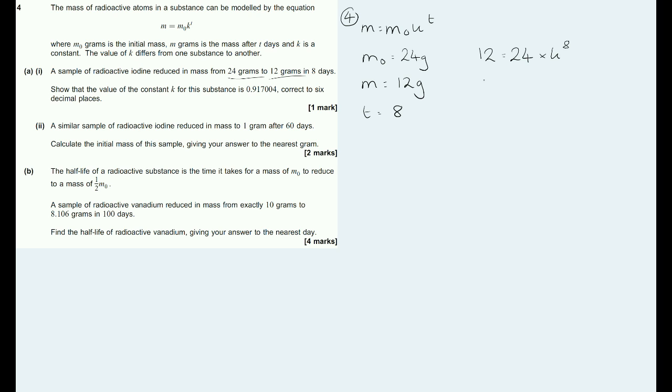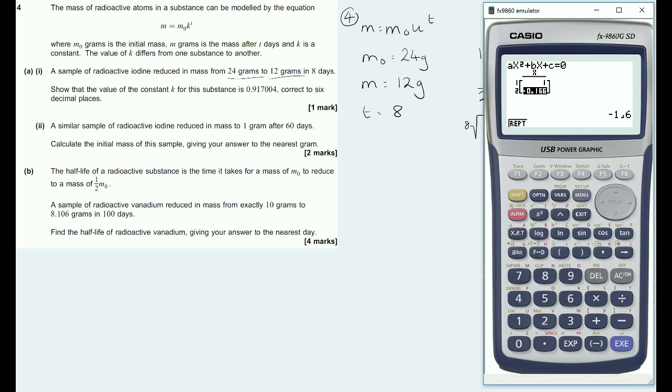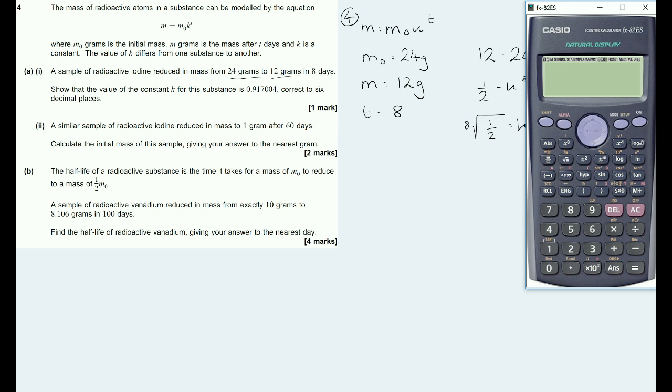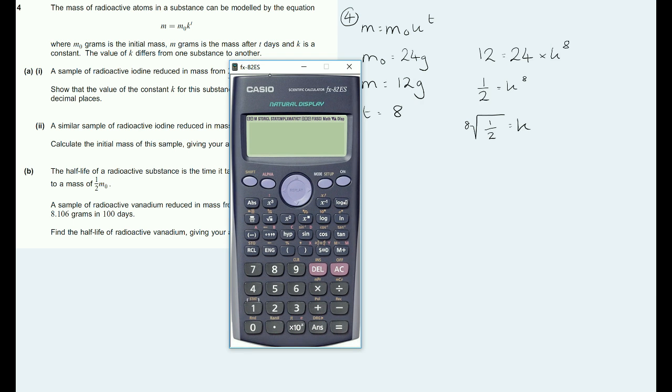12 equals 24 times k to the power of 8. So then we can say, dividing both sides by 24, a half equals k to the 8. And you can take logarithms, but I'm just going to take the 8th root. So the 8th root of a half is equal to k. Now we'll do that on our calculator. Here we go. The 8th root, which is this one here, 8th root of a half, pop that in there, and we get the value.